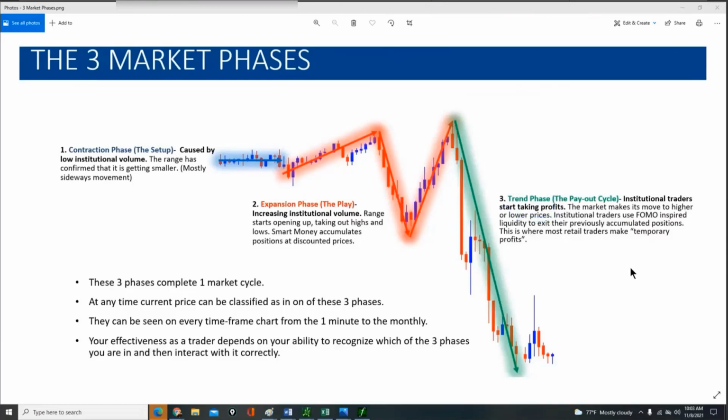And this is what it is. The people I'm learning from are institutional traders. Okay, so it is what it is. This is a fact. Institutions start taking profits. The market makes its move to higher or lower prices. Institutional traders use fear of missing out, inspired liquidity to exit their position. Right? They accumulate at a discount, they dump it at higher prices. That's the cycle. And then after phase 3, it goes right back into phase 1 and it starts all over again.